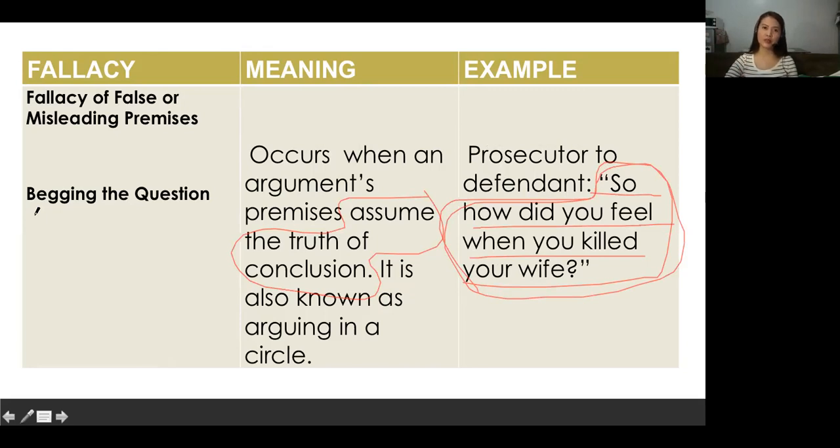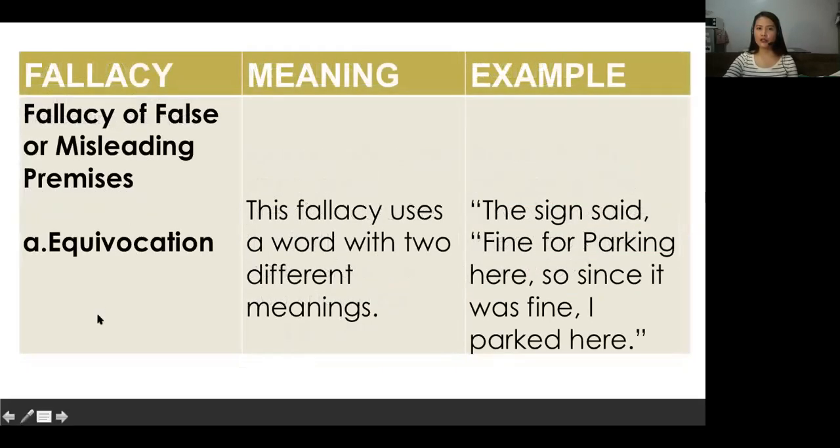Okay, I want you to write a real life example per example of fallacy. Okay? Next is, under fallacy pa rin of misleading premise, the equivocation. It's letter D, I think. Class na itong under misleading or false premises. This fallacy uses a word with two different meanings. The sign said, fine for parking here. So since it was fine, I parked here. So see? Ang meaning dito ng fine kasi is yung may multa. Diba? But ang kanyang interpretation is, kaya siya nag-park doon. So that's equivocation. We use a word with two different meanings. Okay, I want you to write a real life example of that.